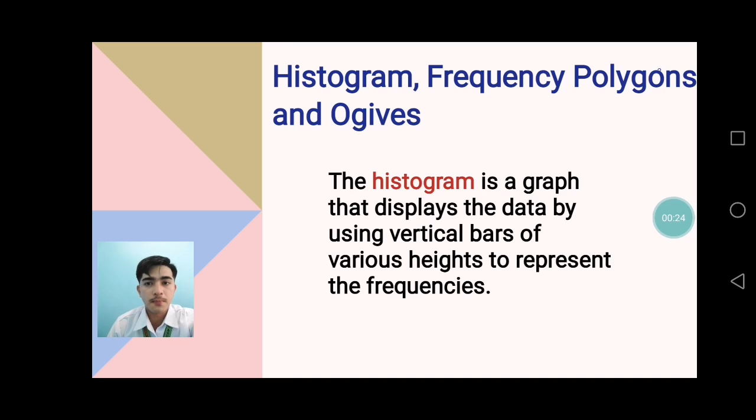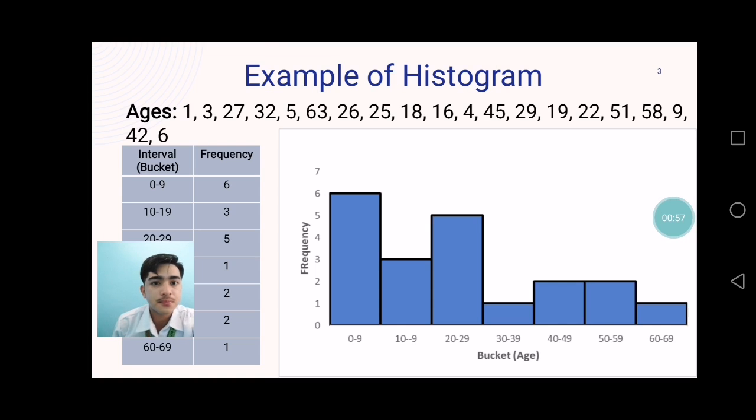So, what is a histogram? A histogram is defined as a graph that displays the data by using vertical bars of various heights to represent the frequency. From the meaning itself, a histogram displays data using vertical bars to represent the frequencies. For us to understand it deeper, let us examine and understand this example.